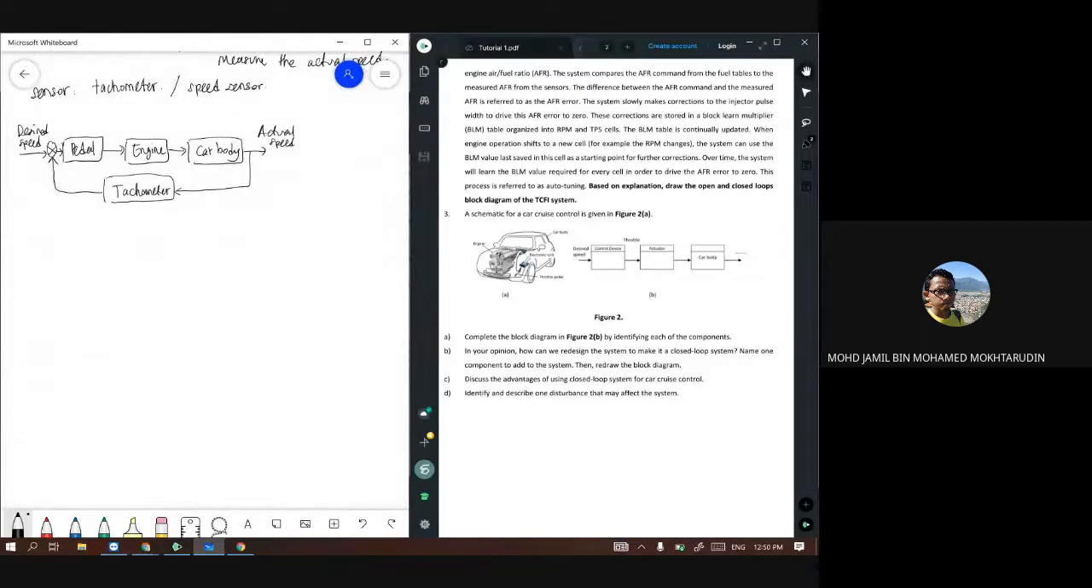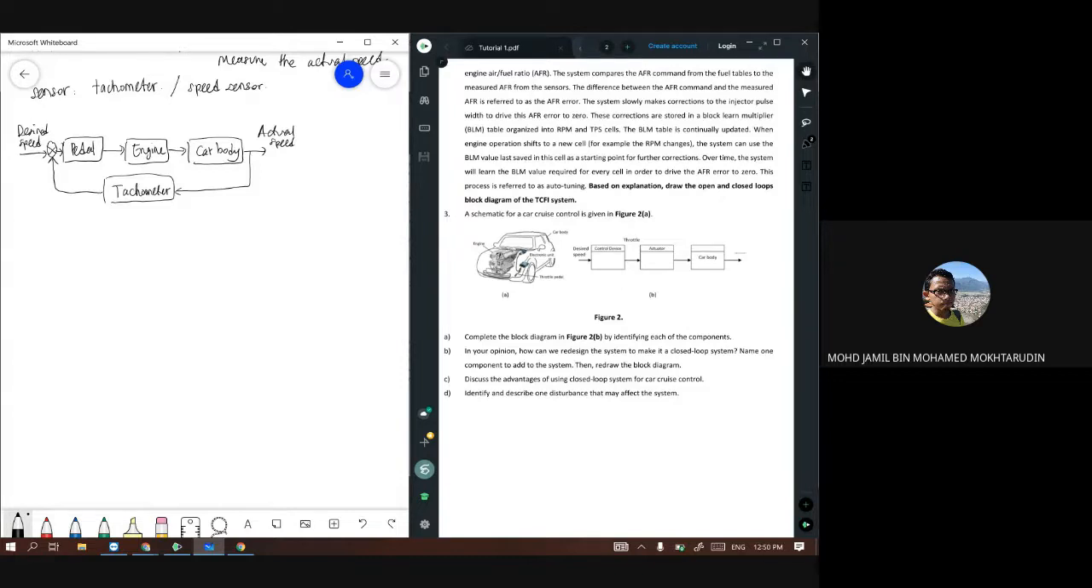Okay, question C. Discuss the advantages of using a closed loop system for car cruise control. Okay, so this is a common sense answer. So what is the advantage of having a tachometer? It is that we can control the speed of the car so as to make sure it is the same as what we desire.